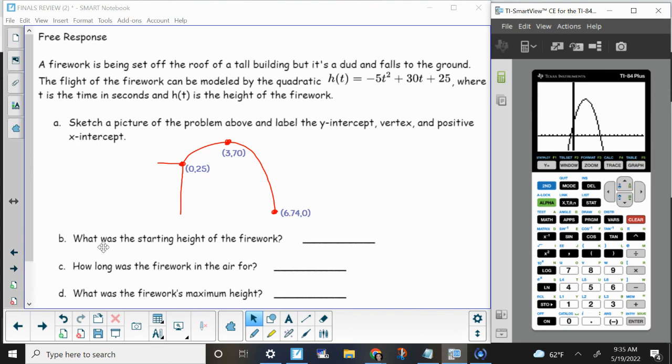All right, so now I can answer my questions. For B, it says, what was the starting height of the firework? Well, I can look no further than my y-intercept, which is 0, 25, so 25 feet off the ground.